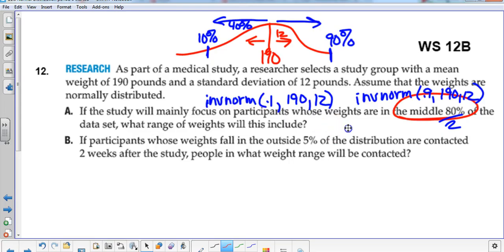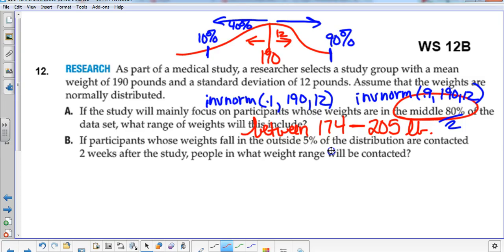Anybody figure out where our range is? 0.1 is 174.6. And 0.9 is 205.4. So the range of weights included for the focus of this study is the people who weighed between 174 and 205 pounds. Okay? It says if participants whose weights fall in the outside 5% are contacted 2 weeks after the study. So 2 weeks after, we're worried about those people at the very ends. We're going to call them 2 weeks after the study.